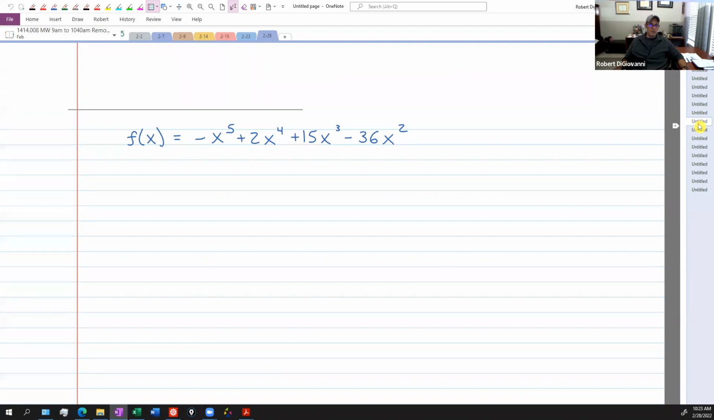It looks intimidating, right? I mean, if you're asked, hey, sketch this function, give me a picture of what this function is.